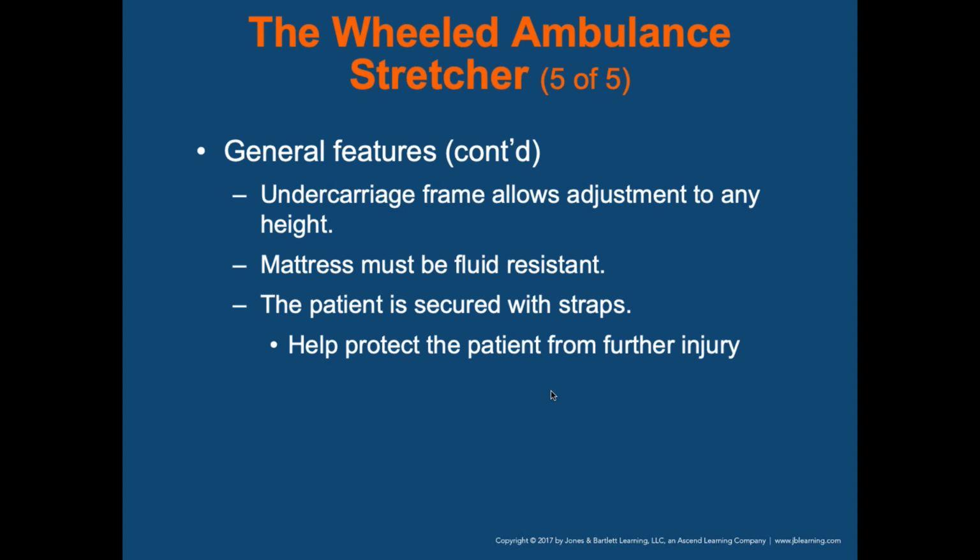The undercarriage frame allows for adjustment to any height, so you can go up and down with it, whether electronically through a hydraulic system or with a piston, or it can be done manually, the lifting and lowering. The patient is secured with straps to help protect the patient from further injury. The newer stretchers that Furno is coming out with have a different style of straps, but it's all still the same. There's one over the waist, one over the legs, one over the chest, and shoulder harnesses that have to be utilized.